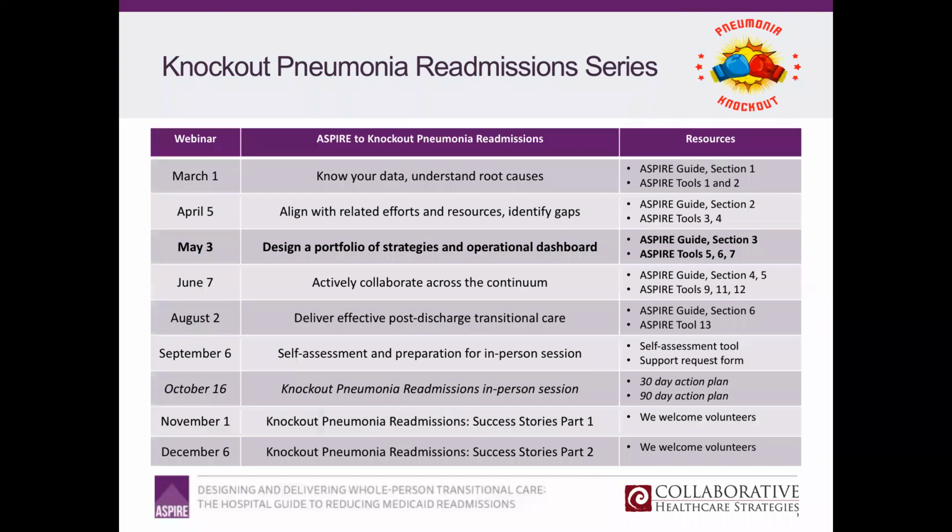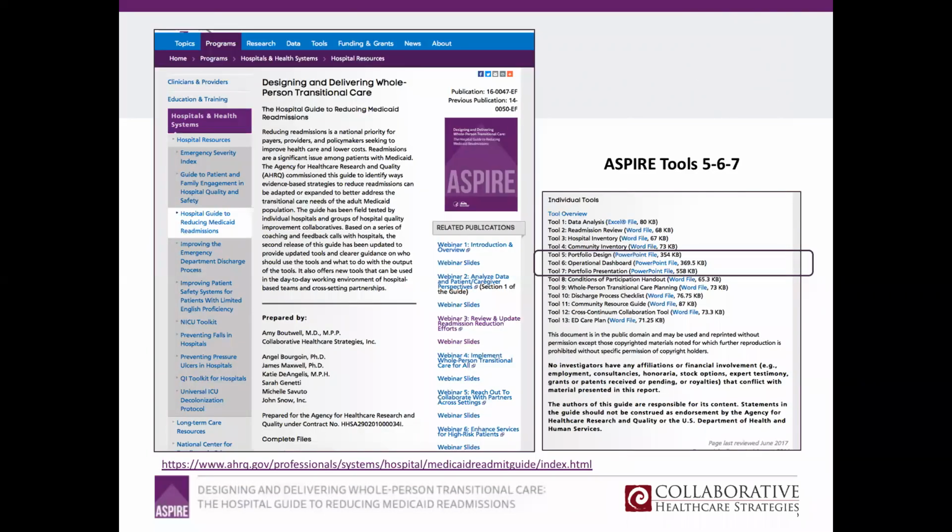The objectives of today's session are really to hit two key concepts. Designing a portfolio of strategies, and then developing what I call an operational dashboard. So to orient you, I hope you all have seen the ASPIRE guide on the Agency for Healthcare Research and Quality's website.